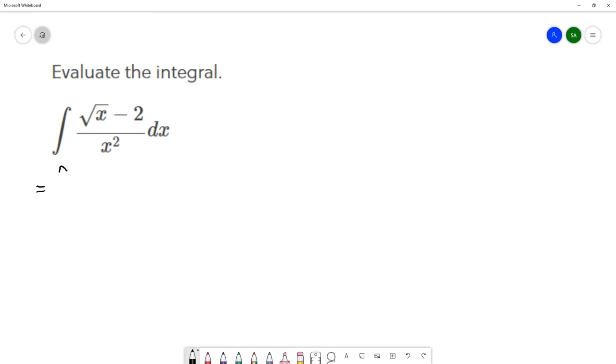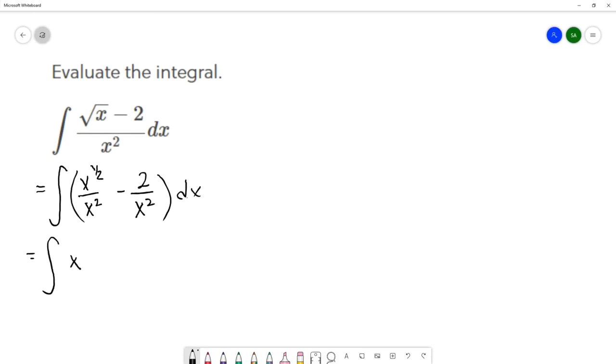So we're going to write this as square root of x is the x to the 1/2 power. And we're going to divide that by x squared and then break up this fraction so that we have 2 over x squared. And we can use a little bit more algebra. This is x to the 1/2 over x squared. They have the same base, so we can apply the quotient rule for exponents and subtract those exponents. So that would be 1/2 minus 2.